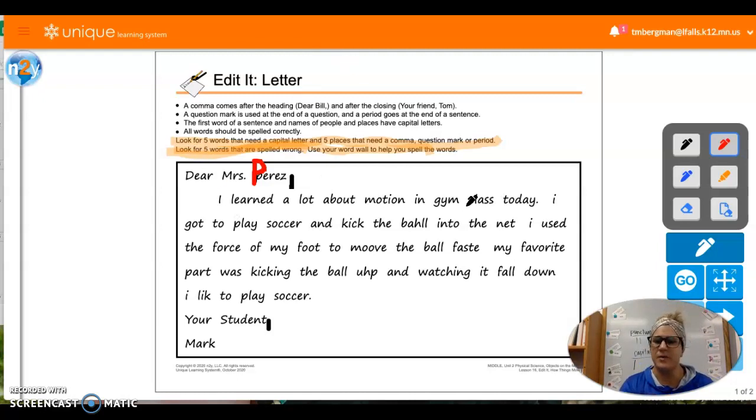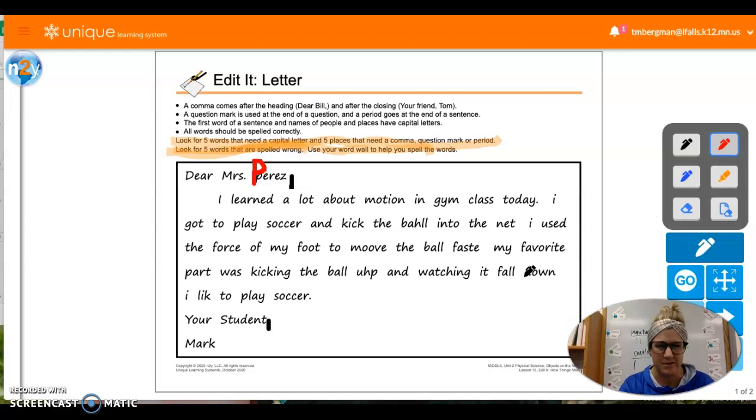I learned a lot about motion in gym class today. Are we okay with that? Everything spelled correctly? I learned a lot about motion in gym class today. That looks great, right? Has a capital letter at the beginning, has punctuation at the end, it's a period, and all of the words are spelled correctly.